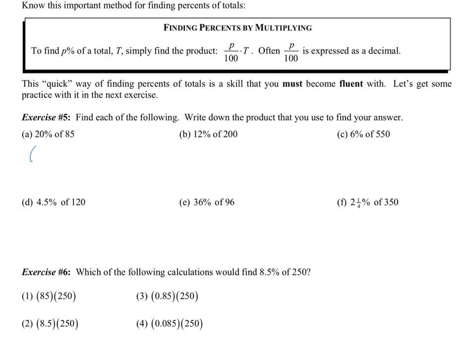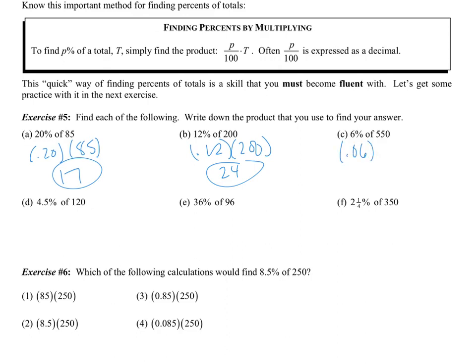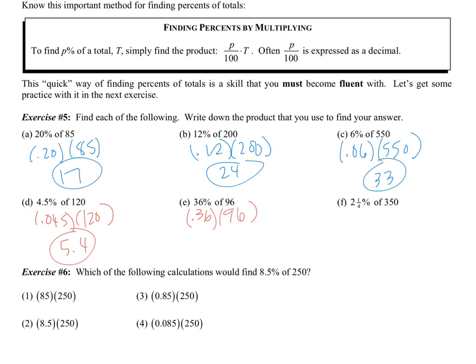So we do 0.20 times 85, and it becomes 17. 0.12 times 200 becomes 24. 0.06 times 550 becomes 33. 0.045 times 120 becomes 5.4. 0.36 times 96 becomes 34.56.